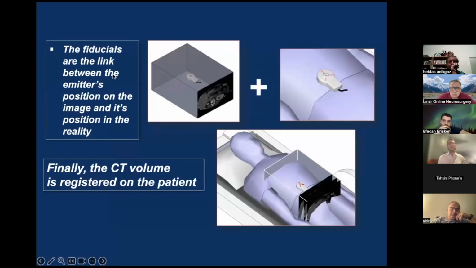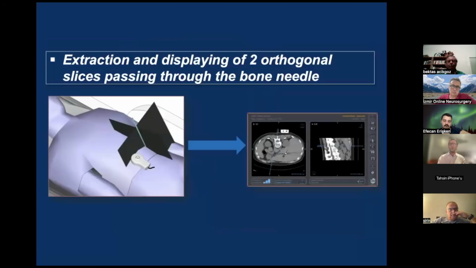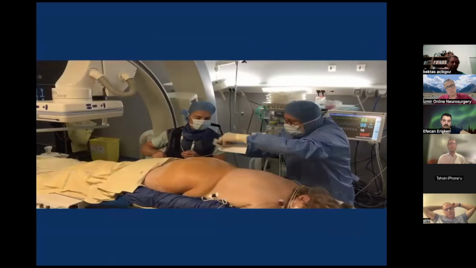And afterwards, the fiducials are linked between the emitter position on the image and its position in real life. And finally, the CT volume will be registered on the patient, and the software on the screen will display two orthogonal slices passing through the bone needle.